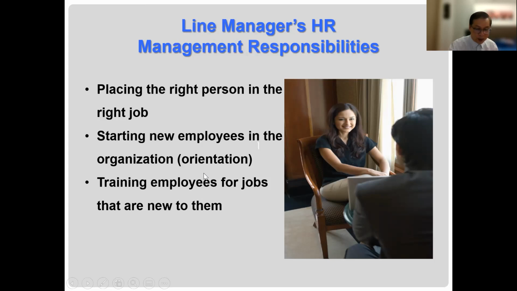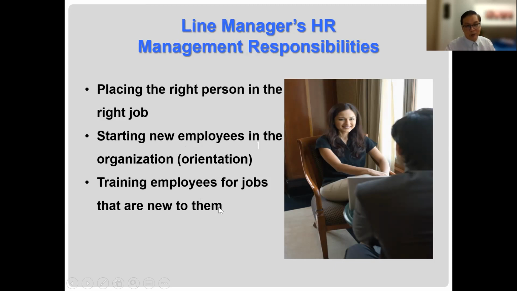Having new employees coming aboard is very important, especially new employees who are probably in their first job. So the line managers need to act like an HR person in terms of taking care of them and providing them guidance in their very early days in the organization. So in that context, the orientation process doesn't involve just the HR department, but must involve the line managers as well.